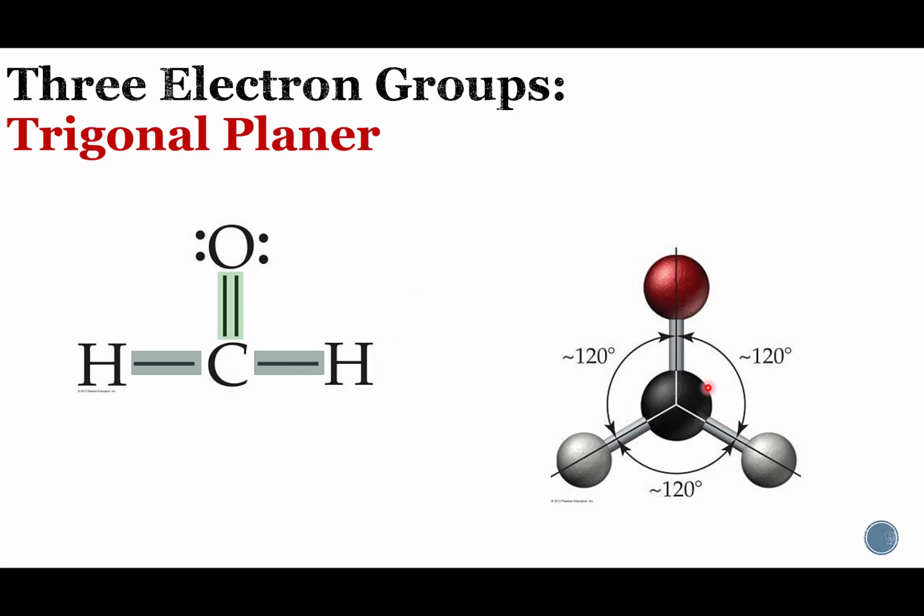So this molecule here is going to be trigonal planar. It's flat in that all of these atoms are in the same plane. If I were to lay this down on a table, it would lay flat. So that's the planar part of it. But it's trigonal in that it kind of forms a triangle here. Okay, so that's our trigonal planar, 3 electron groups.